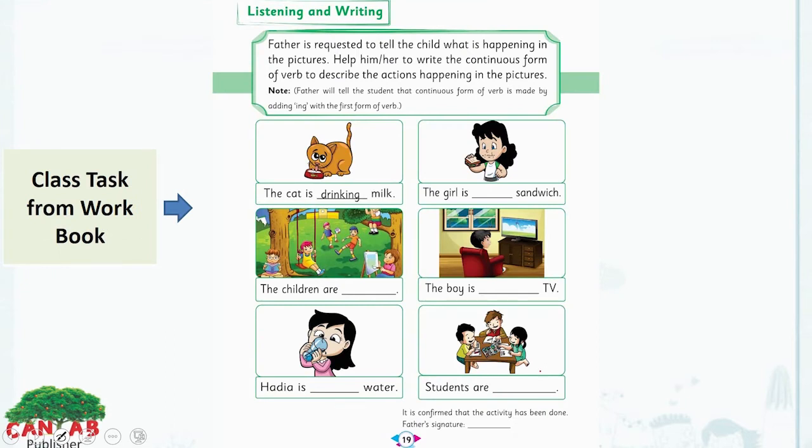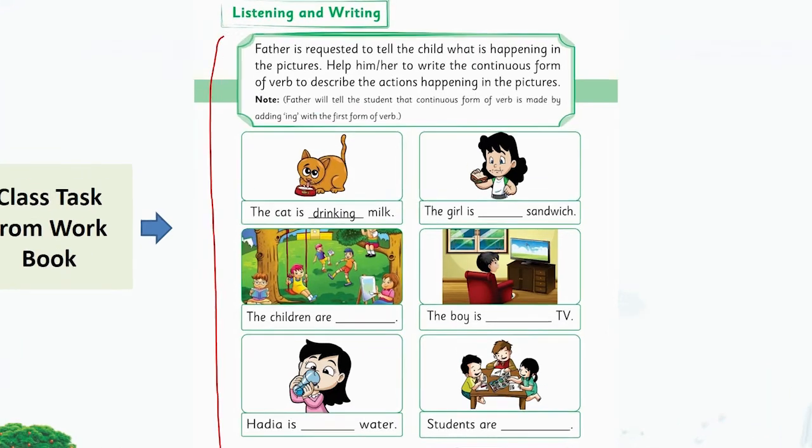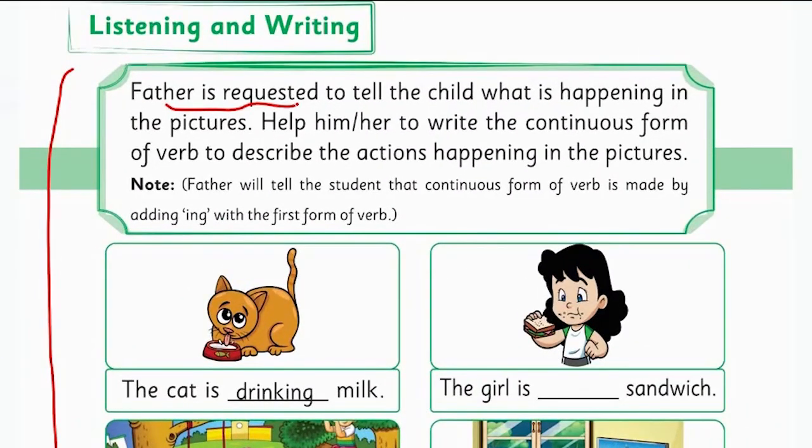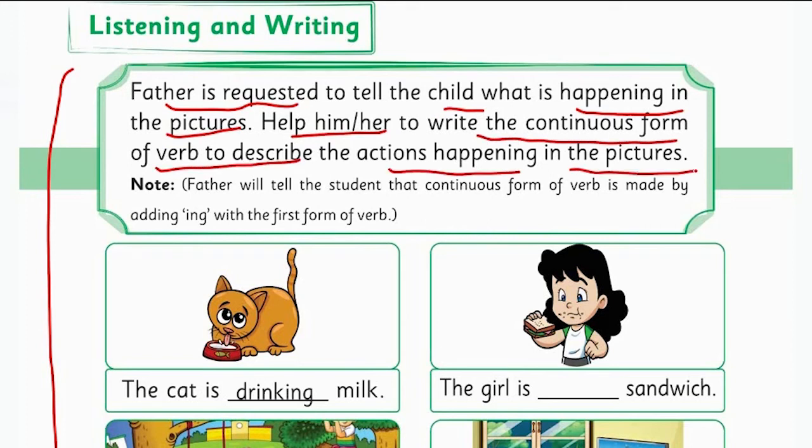This is your class task from workbook, page number 19. We have a listening and writing section here. Father is requested to tell the child what is happening in the pictures. Help her to write the continuous form of verb to describe the actions happening in the pictures. Adding ing with the first form of verb.